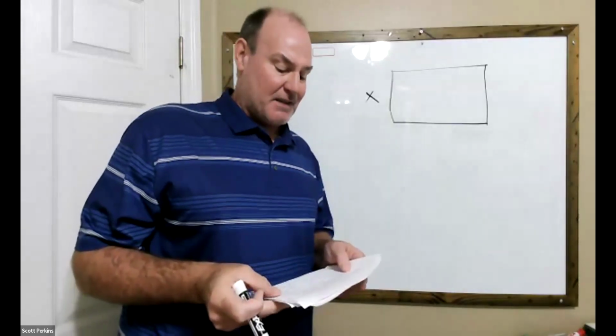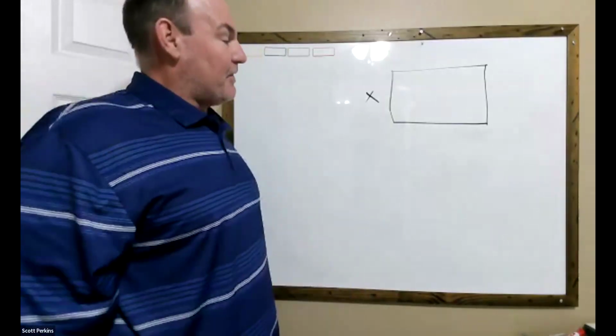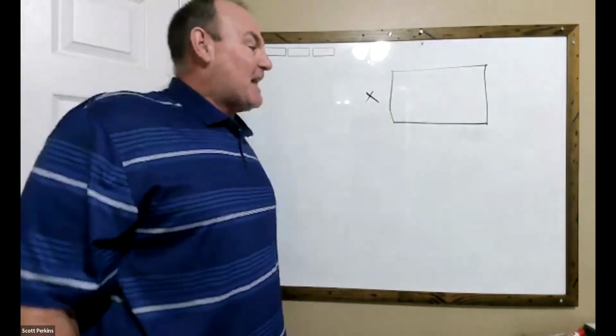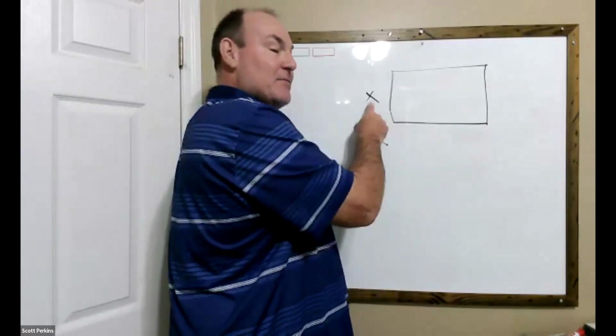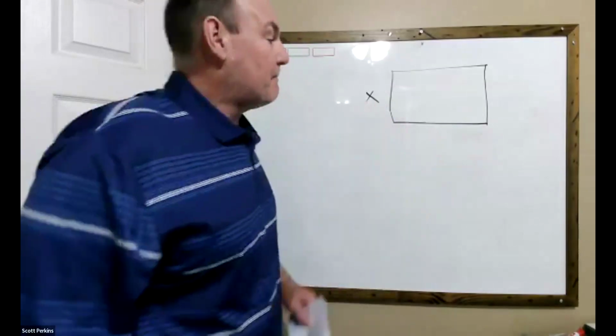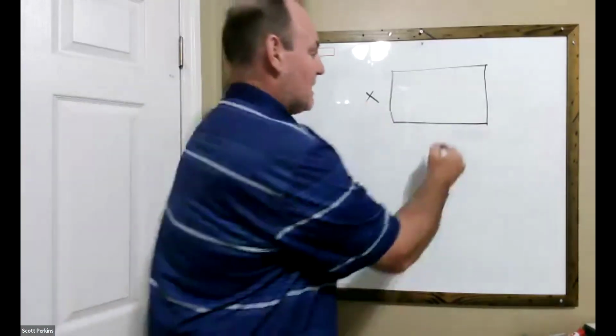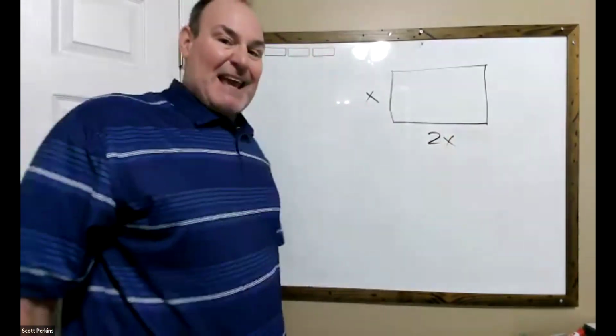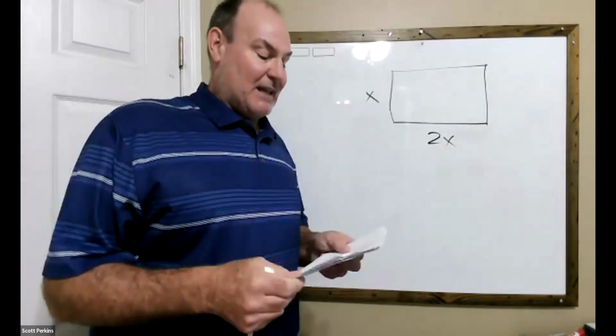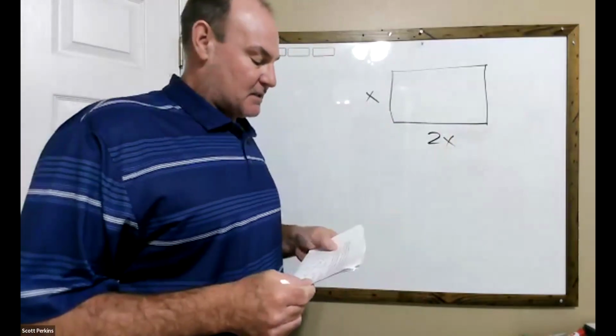The first part to the problem says, what's the length of the box? Well, if the problem says the length is 2 times the width, and the width is X, what is this value going to be? Well, twice means it's going to be 2X. So that's the answer to the A part. The A part is 2 times X.